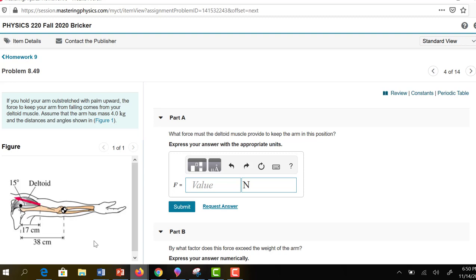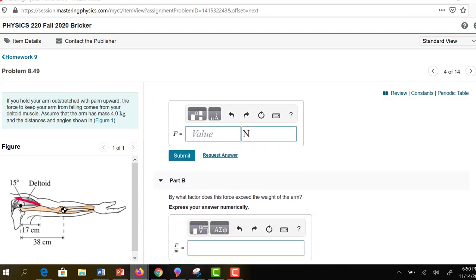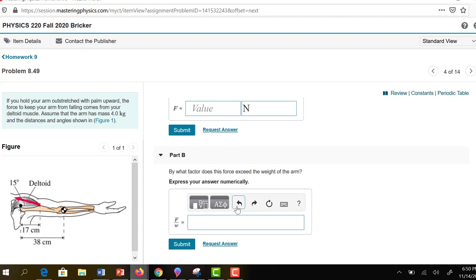Okay, so assume that the arm has a mass of 4 kilograms and the distances are shown and the angle is shown. This is 15 degrees here. What force must the deltoid muscle provide to keep the arm in this position? And by what factor does this force exceed the weight of the arm? So really this is going to give you the mechanical disadvantage of the deltoid muscle. Okay, again, it's kind of like a broken record maybe, but we need to have a nice picture for this to be able to solve this problem. Let's take a look at it.